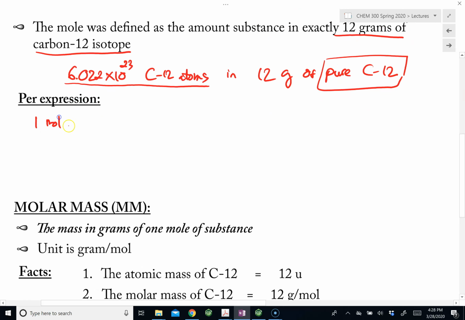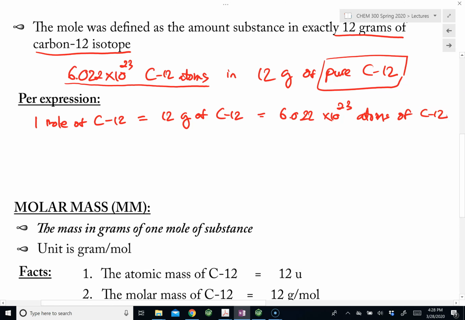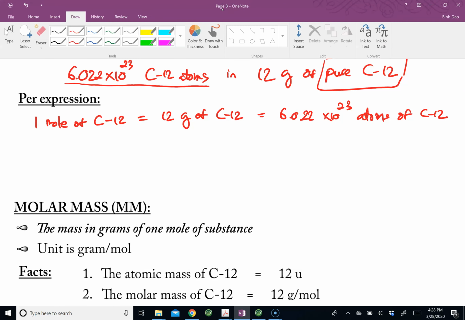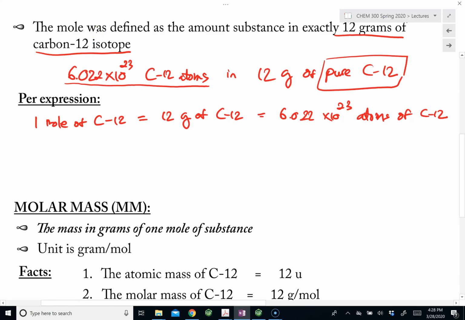1 mole of carbon-12 would equal exactly 12 grams of carbon-12 if we were to weigh it. And if we were to count it, in here there will be 6.022 times 10 to the 23rd atoms of carbon-12. So we have a relationship where 3 things are equal to each other. Therefore, we can take any of these and set them equal to each other and write a fraction, or a conversion factor, for them.